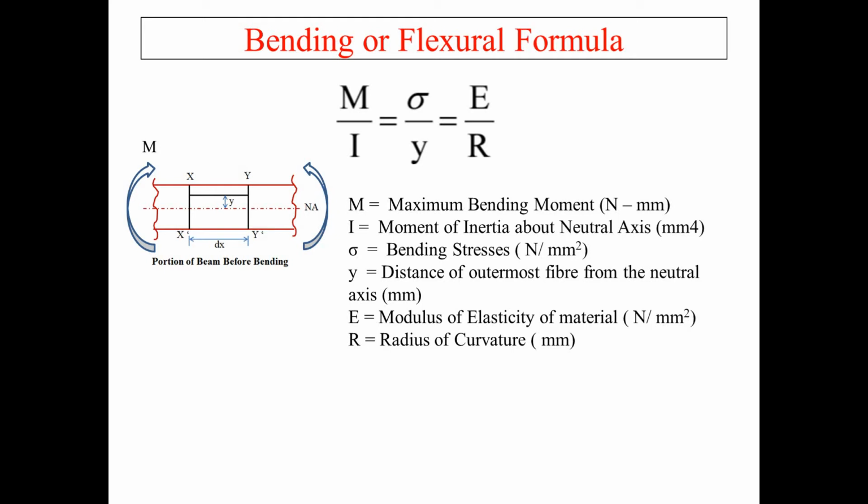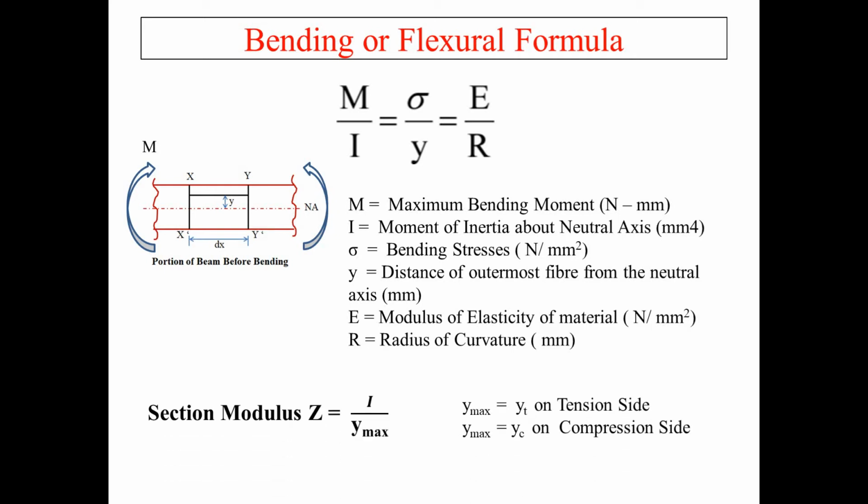R is the radius of curvature. Again in bending stresses we have the section modulus Z equal to I by Y max. Y max is equal to YT on the tension side, from the neutral axis to the outermost fiber on the tension side, and Y max is equal to YC on the compression side. This may not always be the case, but for this example the distance from the neutral axis to the outermost fiber is YC on the compression side. This is the standard formula for the section modulus: Z is equal to I by Y max, where Y max is the maximum distance of the outermost fiber.